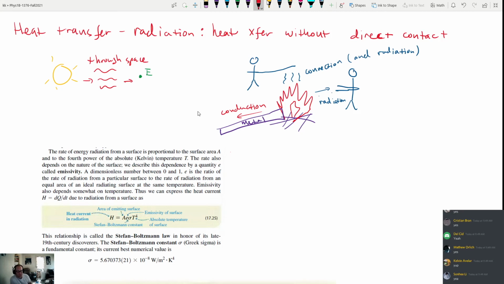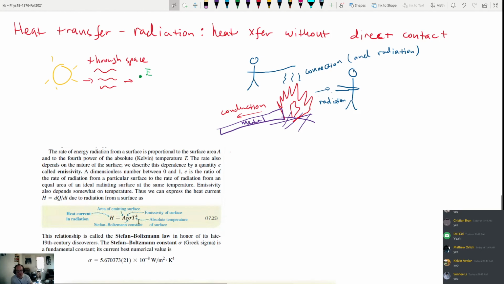In fact, you can kind of see down here in this equation, this is our equation for heat flow due to radiation. It involves the area of the emitting surface. It involves the emissivity of the surface, which is a number between 0 and 1. It's the ratio of the rate of radiation from a particular surface to the radiation from an equal area of an ideal radiating surface at the same temperature, which basically just means this quantity is going to vary depending on what the surface is.